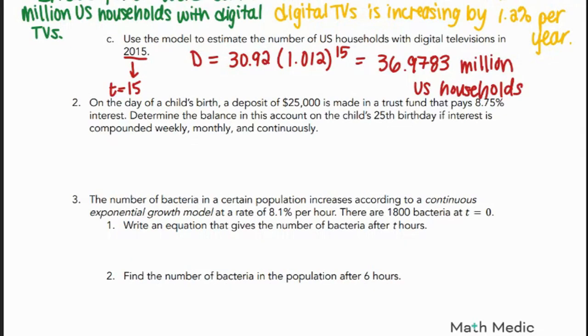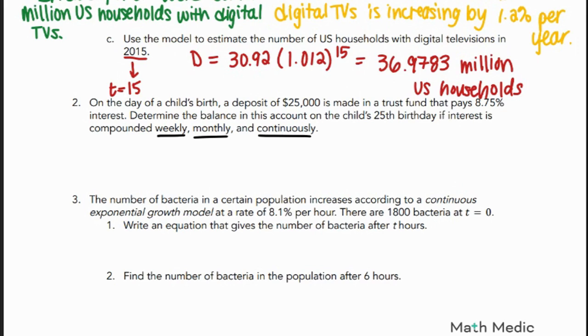U.S. households. On the day of a child's birth, a deposit of $25,000 is made in a trust fund that pays 8.75% interest. Determine the balance in this account on the child's 25th birthday if interest is compounded weekly, monthly, and continuously. So depending on the rate of compounding, we're going to use a different formula.